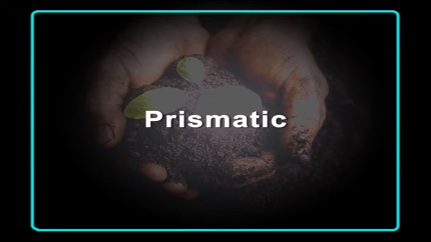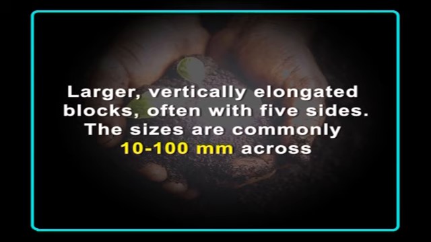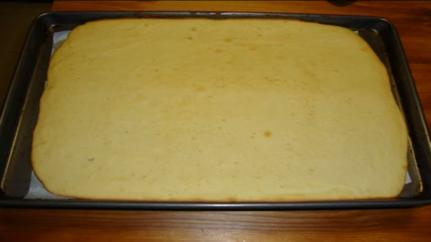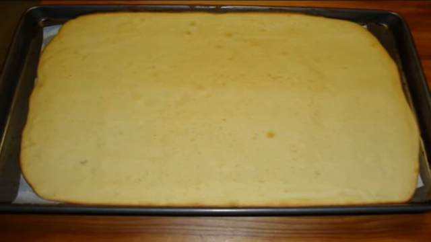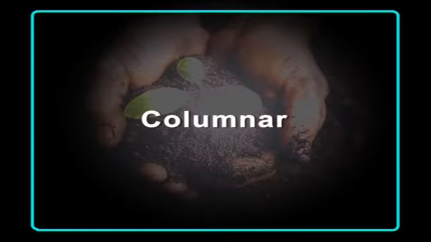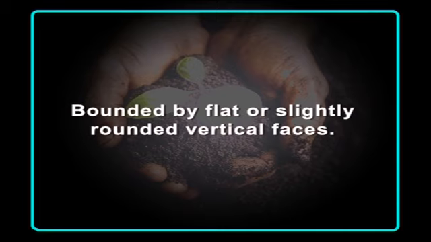The next structure is prismatic. They are larger, vertically elongated blocks, often with 5 sides. The sizes are commonly 10 to 100 millimeter across. Prismatic structures commonly occur in fragipans. The next structure is columnar. The units are similar to prisms and are bounded by flat or slightly rounded vertical faces. The tops of columns, in contrast to those of prisms, are very distinct and normally rounded.